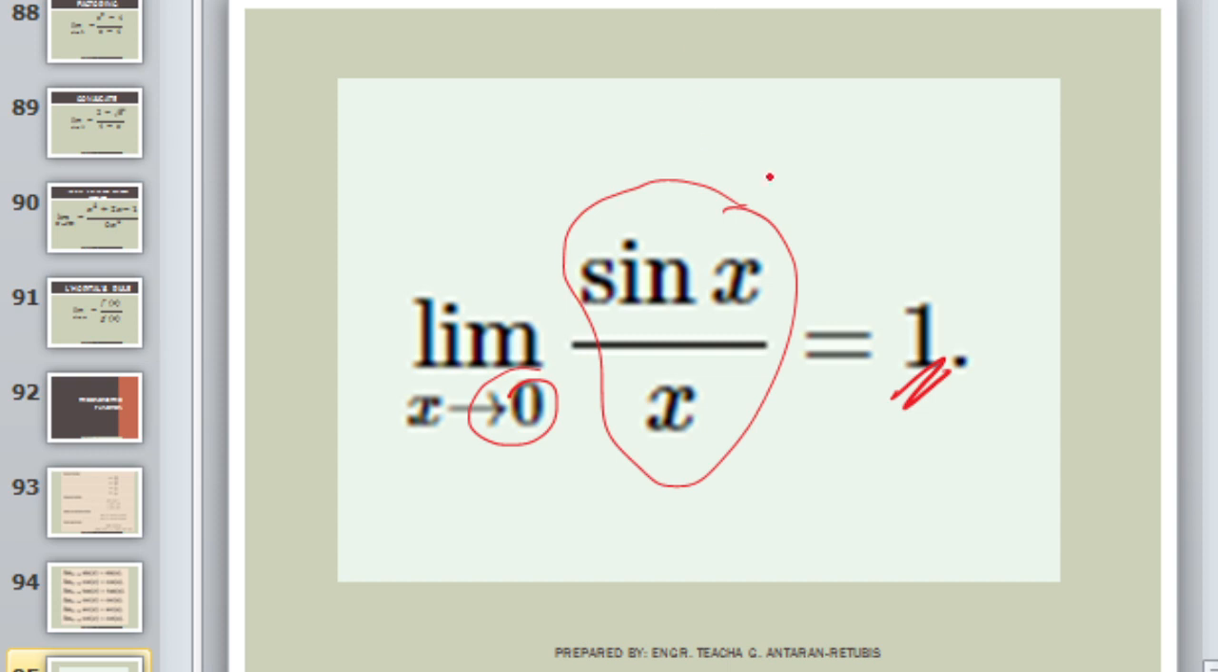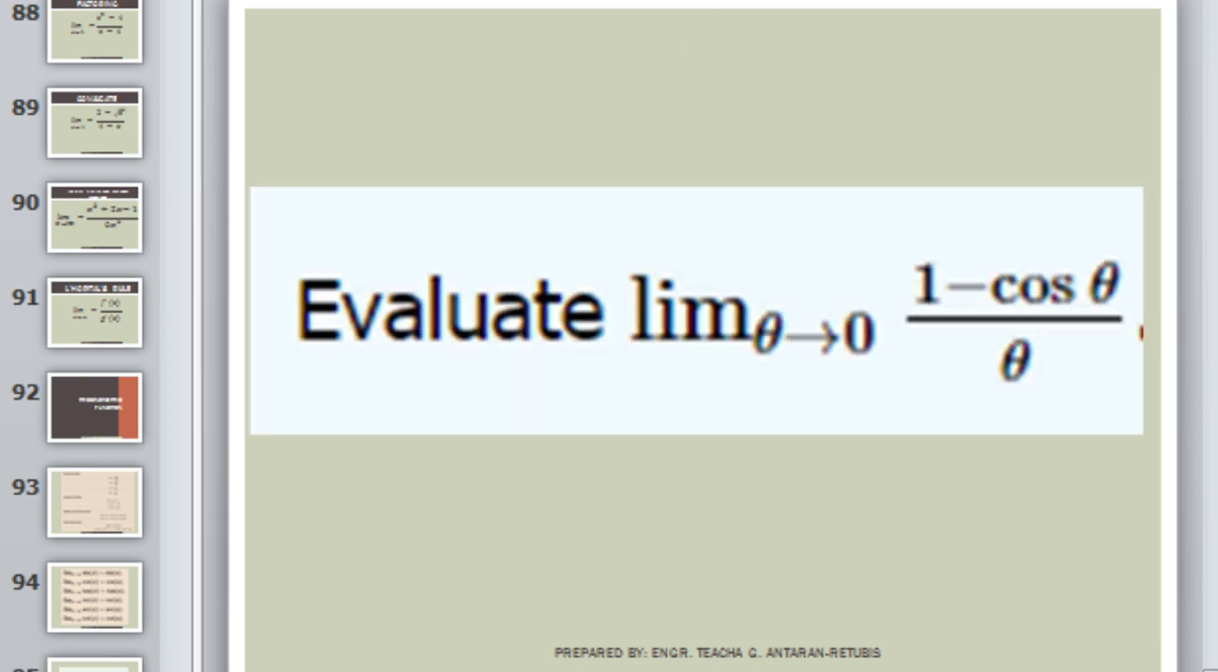For example, let's say this is our equation. Evaluate the limit of 1 minus cosine theta over theta. Okay, let's try 1 minus cosine theta over theta. Let's write it first, class.